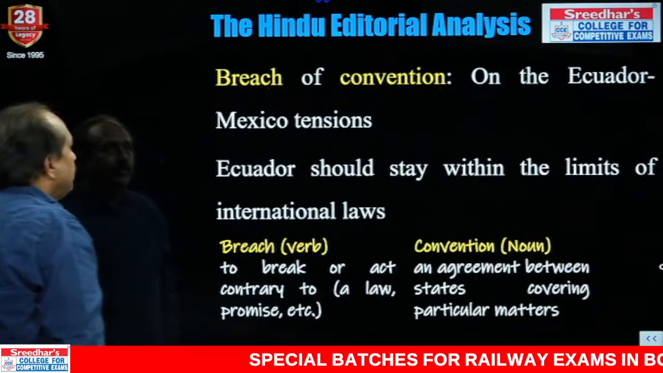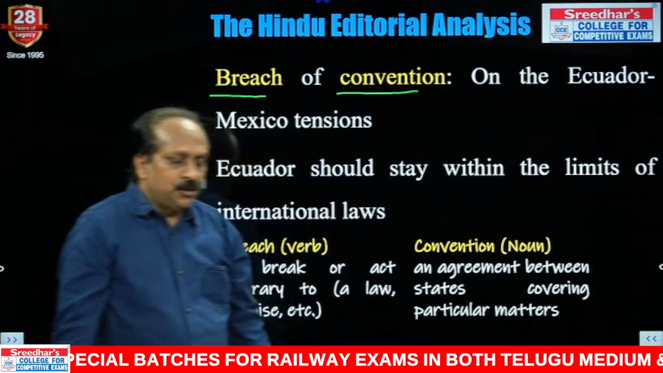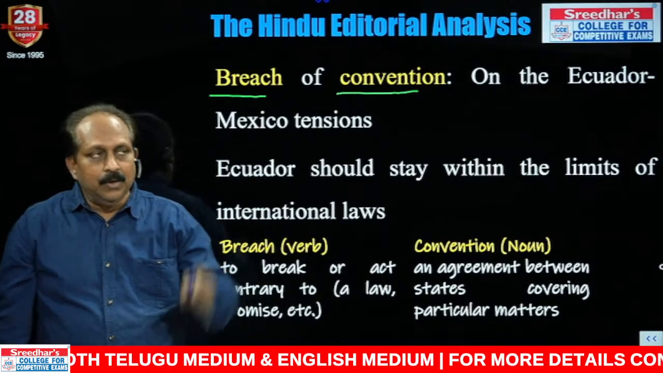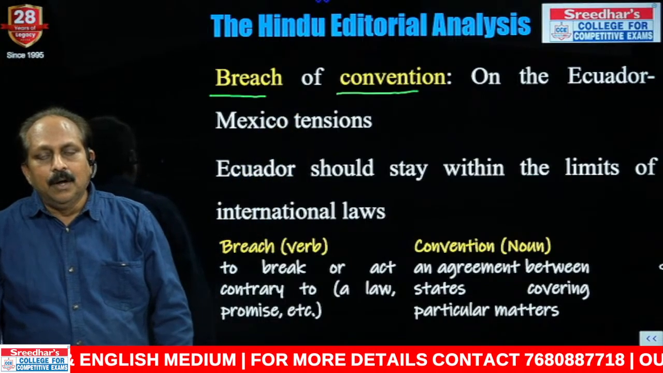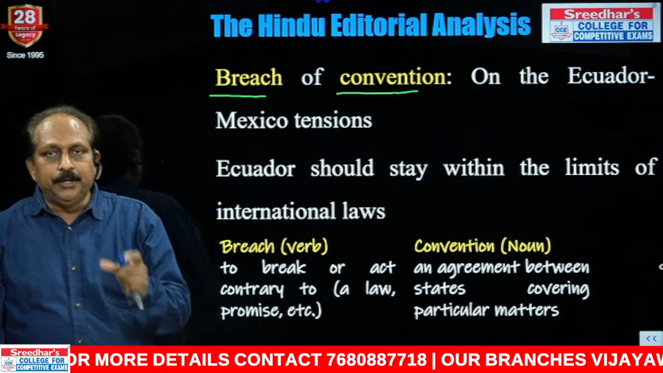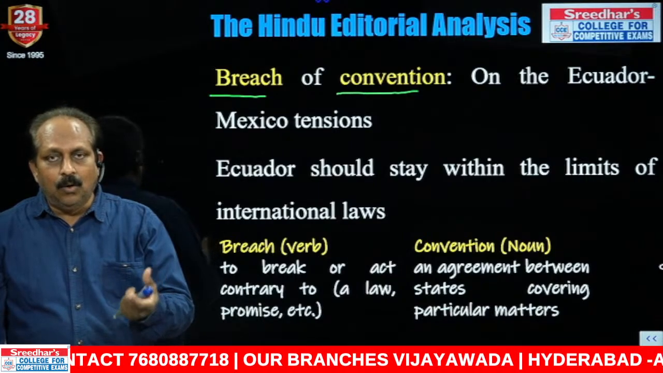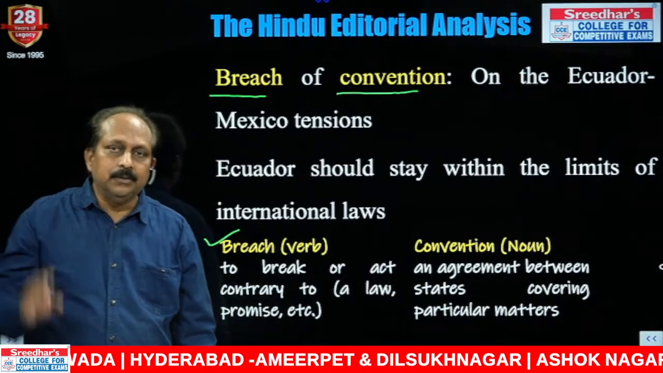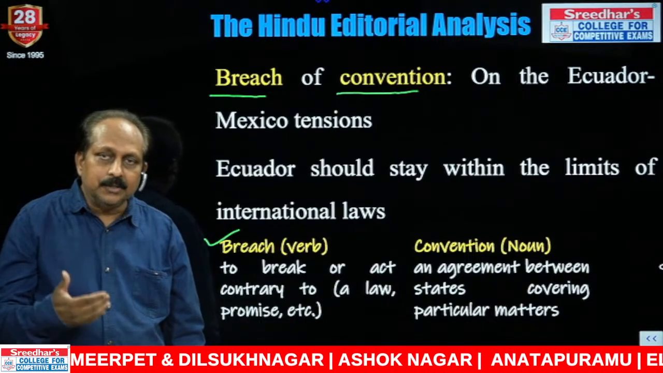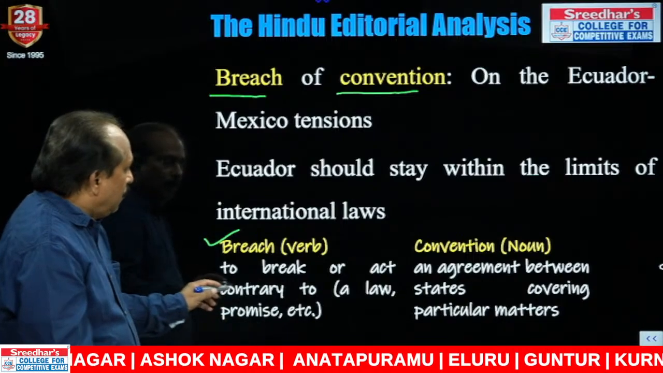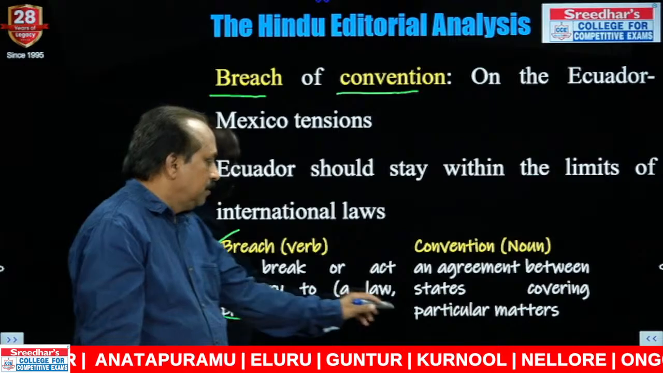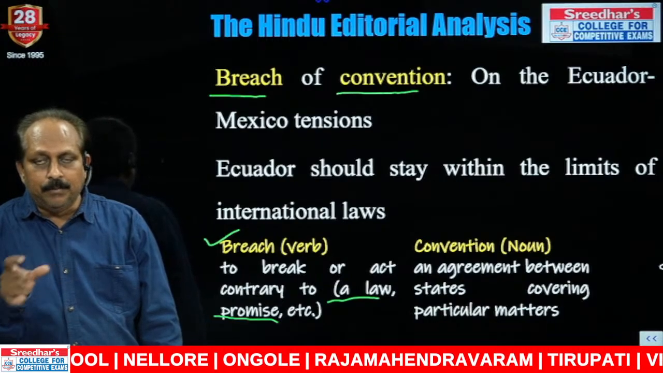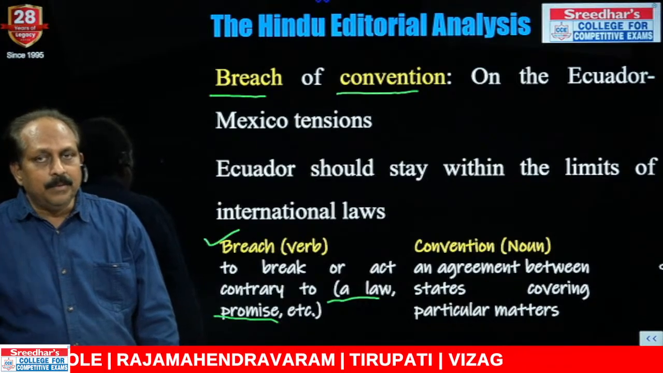How does it start? Breach of convention. The word breach has two different meanings. One meaning, breach means a crack. If you take a concrete structure like a wall or a dam, imagine there is a crack, then we use the word breach. But in this context, it has a different meaning altogether. Here, breach means violation of rules and regulations or international laws. Breach can be a noun, it can be a verb. There is a breach, then it's a noun. And the country has breached something, then it's a verb. It's a regular verb. To break or act contrary to a law, promise. In this context, it could be a law, it could be an agreement. Someone breaks the law, the contract, the agreement, it is known as breach of law, breach of contract, breach of agreement. These combinations are very important.